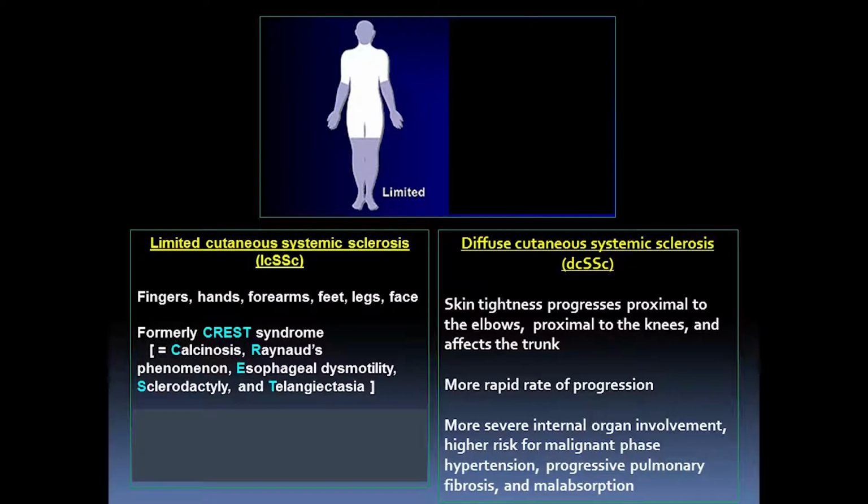The diffuse variety, however, has much more extensive skin hardening and a rapid rate of progression, and the time lag between Raynaud phenomenon and the non-Raynaud manifestations is much shorter in those with diffuse disease. The skin tightness progresses proximal to the elbows, proximal to the knees, and affects the trunk. There's a more rapid rate of progression. They also are at high risk of major internal organ involvement.